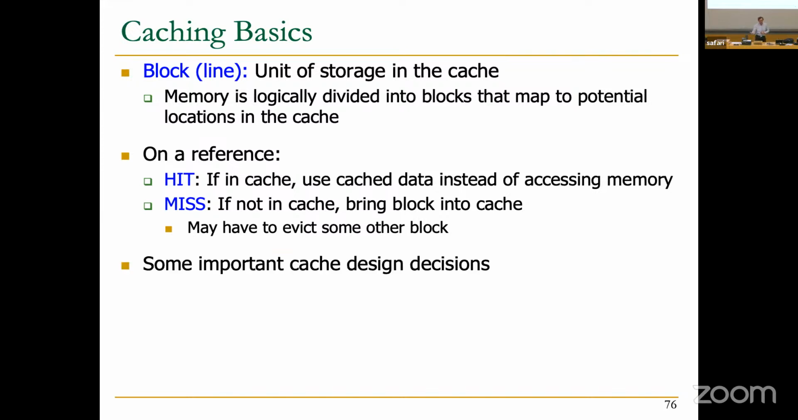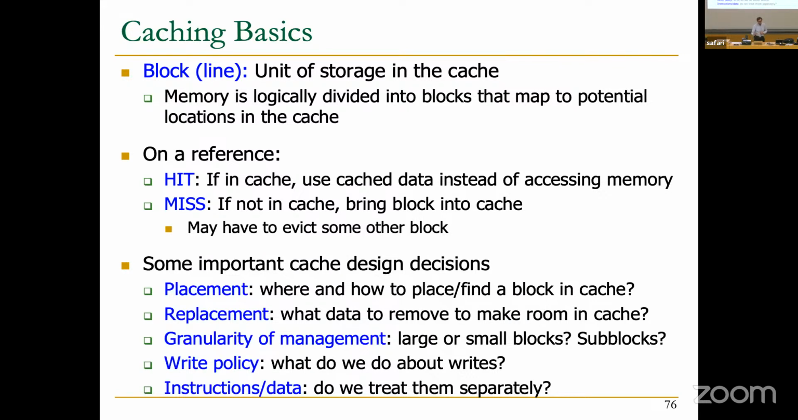Okay, so there are important cache design decisions. We're going to look at these today and tomorrow. Placement is what we're going to cover today, where and how to place and find a block in the cache. Replacement is what data to remove to make room in the cache for an incoming block. Granularity of management: do you have large blocks, small blocks? Do you divide the block into sub-blocks? We will see the ideas and benefits of this. Write policy: what do you do about writes?